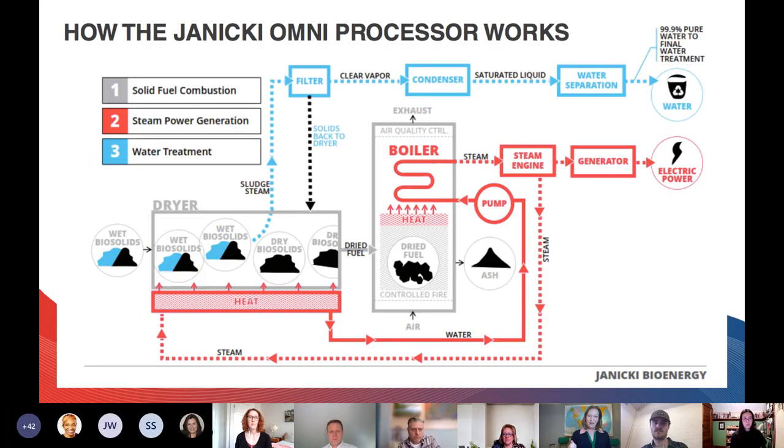For those of you who might be slightly engineer minded, can you take a look at this flow chart for the Janicki Omni Processor? I don't expect that you may know what it is, but if you just take a second and look at it, anybody have any ideas for what this is a chart of, what this is telling us about? I'm not expecting perfect answers, but anybody have any ideas?